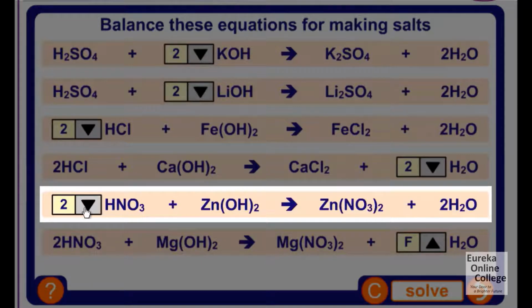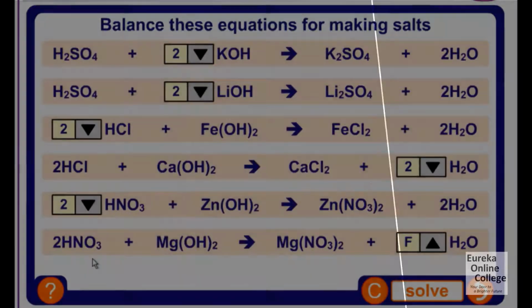And then we can just double check that it all works out in terms of other atoms involved. So we've got 2 lots of H from this molecule, added to another 2 lots of H here. So in total on this side, we have 4 atoms of hydrogen. Now if we go over to this side, that's absolutely brilliant because look, we have 4 atoms of hydrogen here.